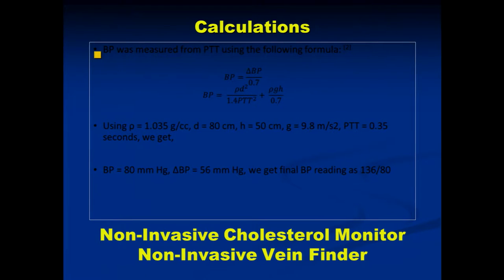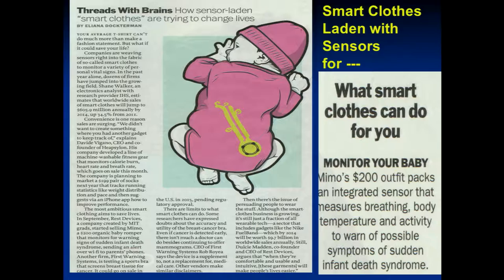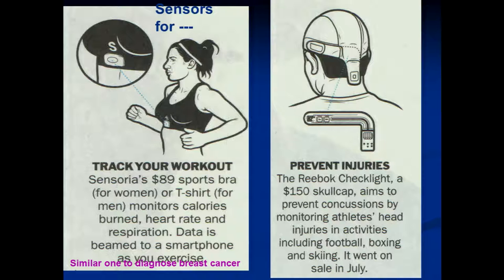Sorry, it doesn't look good here. When we talk more about it, we'll see that. We got 136 over 80, and we have to do more things. Again, remember, our body is our weapon. Our dress can be our weapon, our cap can be our weapon, everything can be useful to our favor.